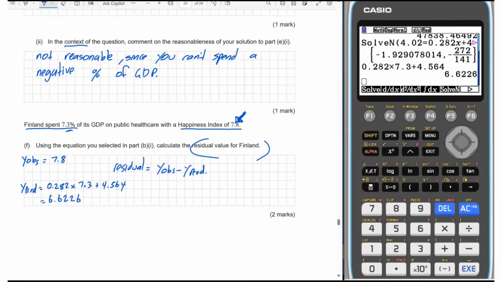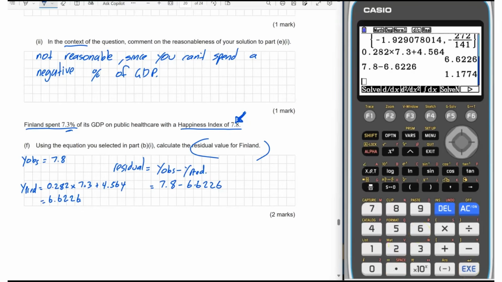And in this case here, we get 6.6226. So now we've got enough information to put both of these into this formula. So it's going to be 7.8 minus 6.6226. And our residual is 1.118. Oh no, sorry, got that wrong. 1.18 maybe. Okay, and then that's it for this question.